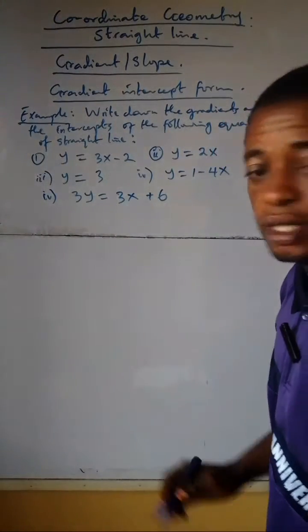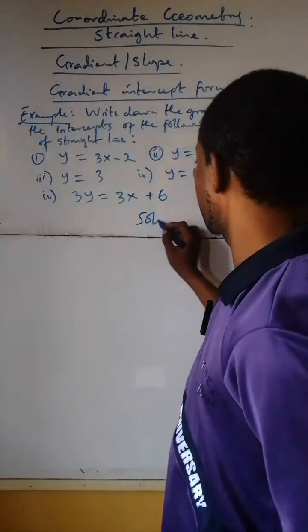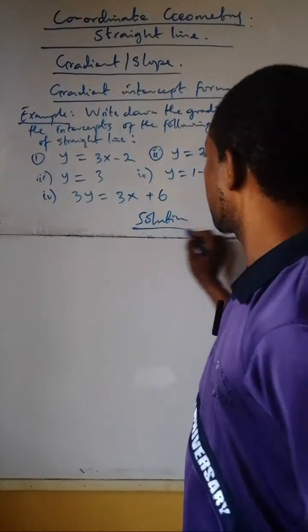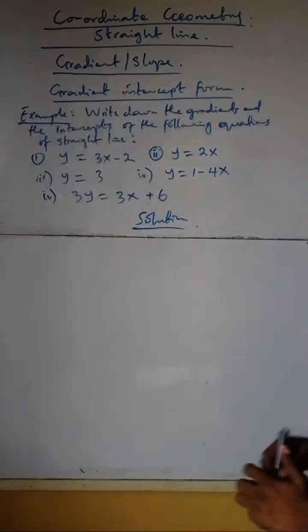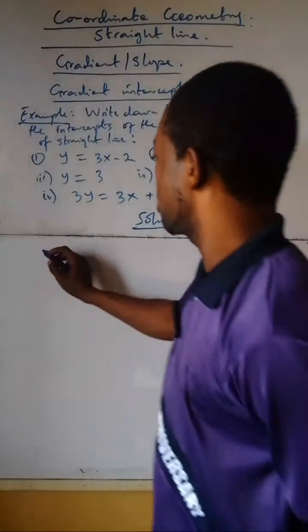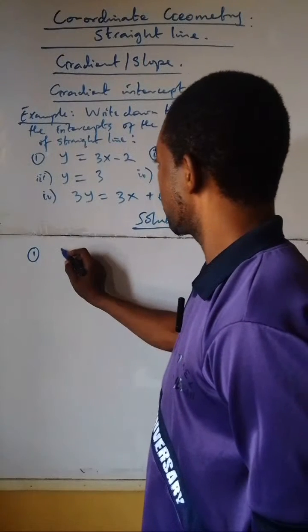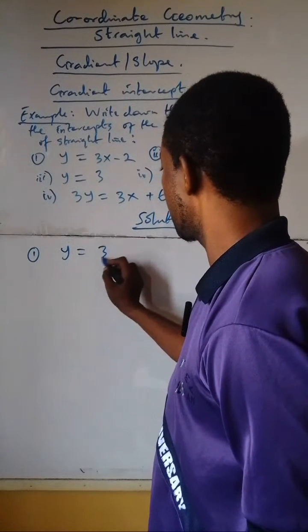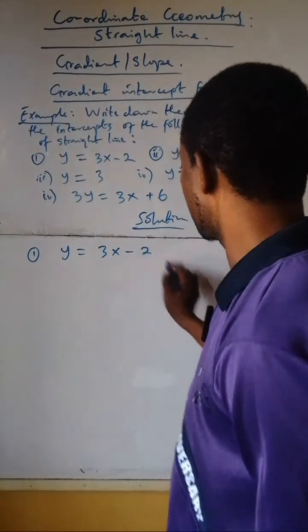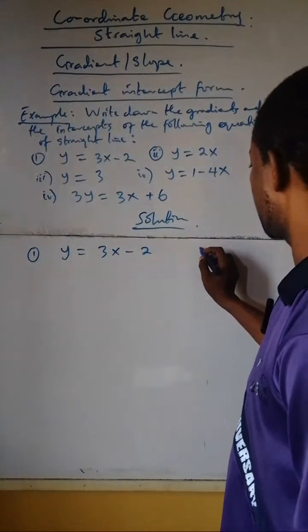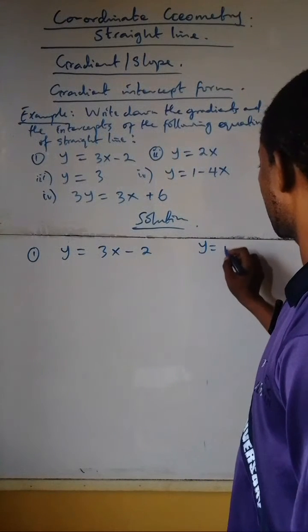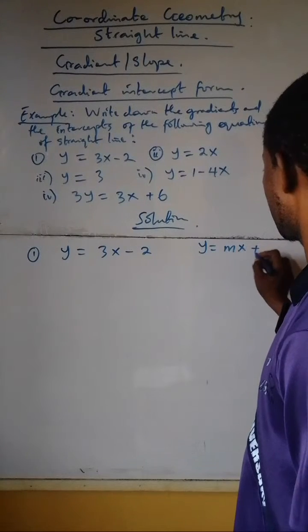Now, let's quickly look at this solution here. We are writing out the gradient and the intercepts. For the first one, we have y equals 3x minus 2. Now, let's compare this with y equals mx plus c.